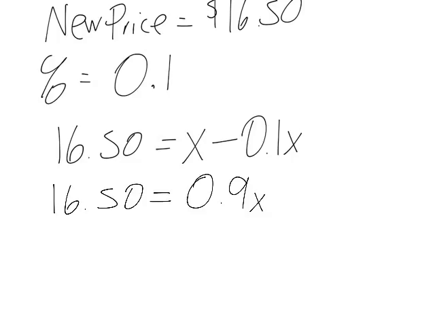Now we're going to figure that out on the calculator. You want to divide 16.50 by 0.9. What we get when we work that out is $18.33. The 3 repeats, so we round it down to 33. And that is our original price. So that's how you work through these percent increase and percent decrease problems.